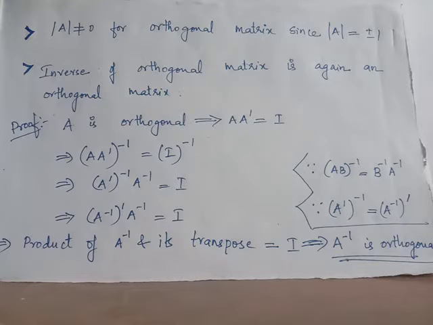Also, we proved a property that determinant of an orthogonal matrix is always equal to +1 or -1. Hence, determinant of an orthogonal matrix can never be equal to 0. Another property of orthogonal matrix is inverse of an orthogonal matrix is always an orthogonal matrix. Let's look at the proof of this property.